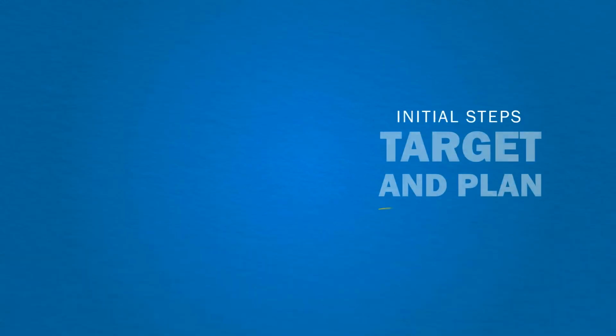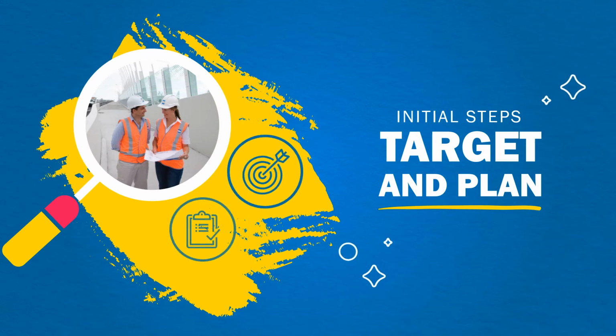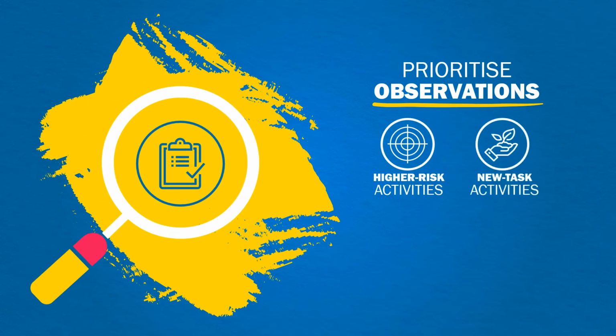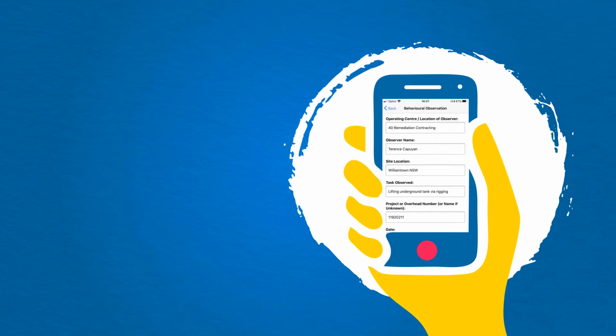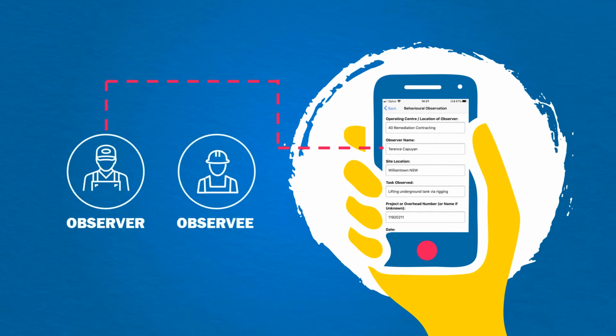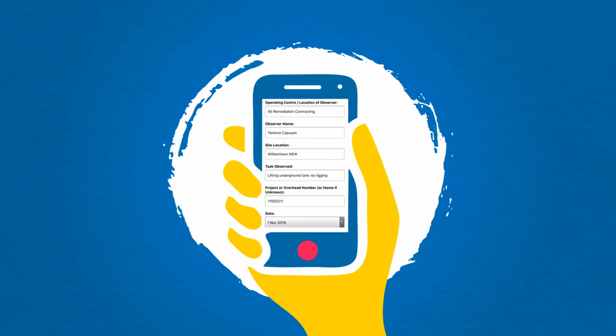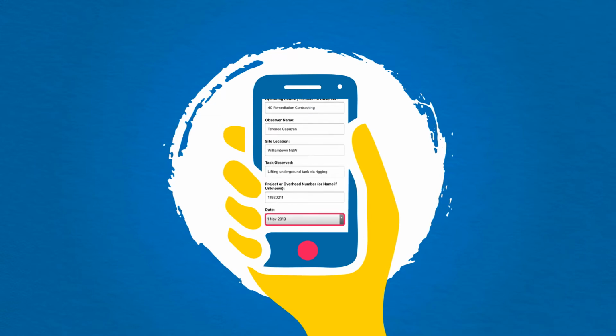To maximize the observation process value, target activities and plan observations. Prioritize observations to target higher risk or new task activities. Otherwise, select an activity based on previous incident history. Select the task from the target list, then assign observer and observee roles. Only the observer name will be captured. Next, plan the observation. Conduct it at an acceptable time and allot adequate time for feedback discussions. By planning appropriately, the observation need not be disruptive.